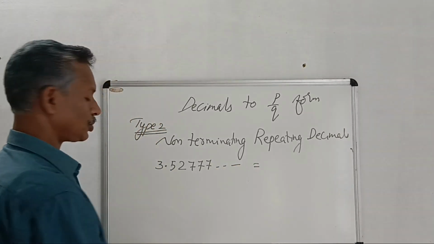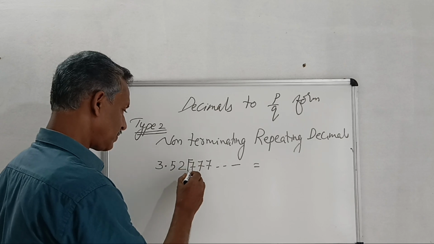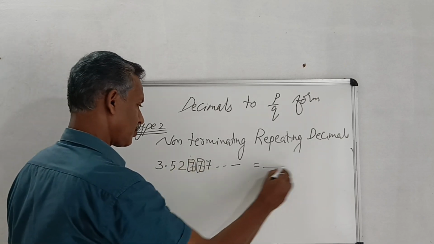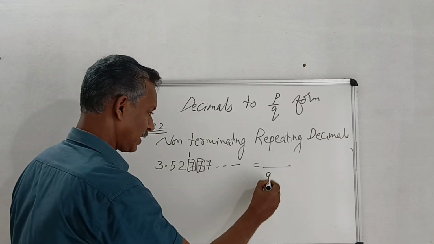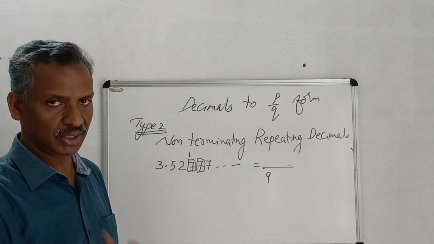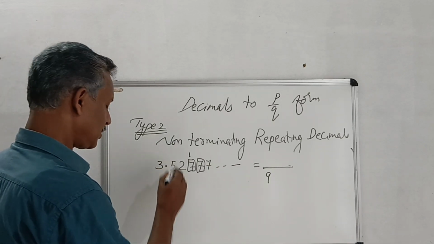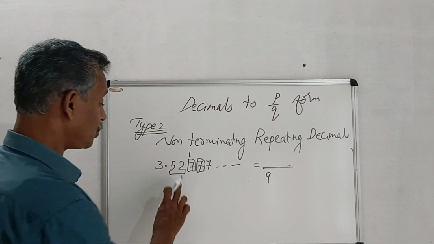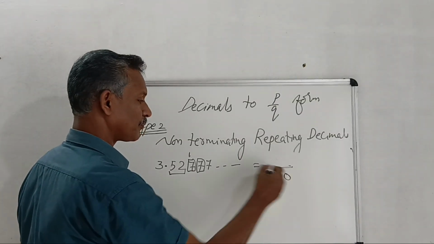If this is the question, how many digits are repeated? Only 7, 7 are repeated. So one digit is repeated. So since only one digit is repeated, we have to write 1 nine in the denominator. How many digits are repeated? That many nines. And after the decimal, how many digits are not repeated? Here two digits are not repeated. That many zeros you have to put.